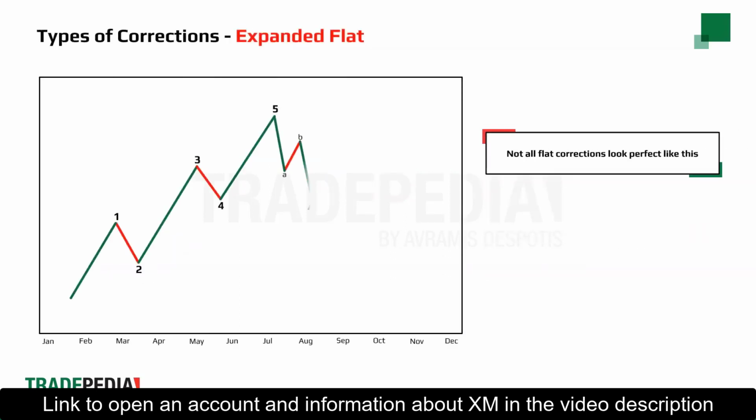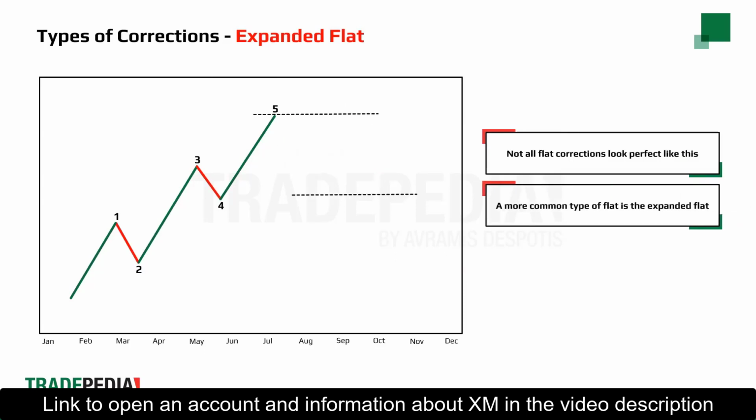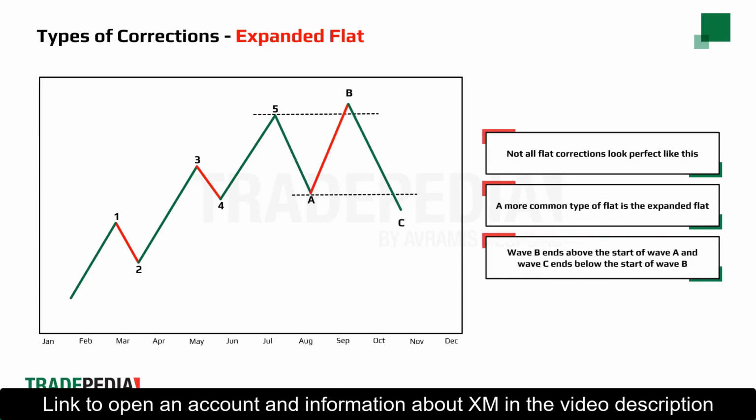Not all flat corrections look perfect like this. A more common type of flat is the expanded flat. In an expanded flat, wave B ends above the start of wave A, and wave C ends below the start of wave B.